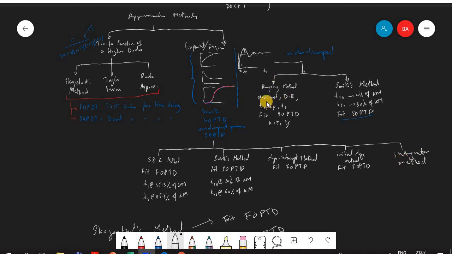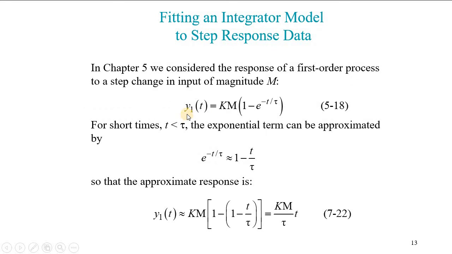And the damping method, we already took before, using the overshoot, decay ratio, and the other methods, okay? We have taken that previously. So what are we left with? The integrator method. So again, y is equal to Km into 1 minus e to the power minus t over tau. When do you have this? If you have a step input to a first order process.